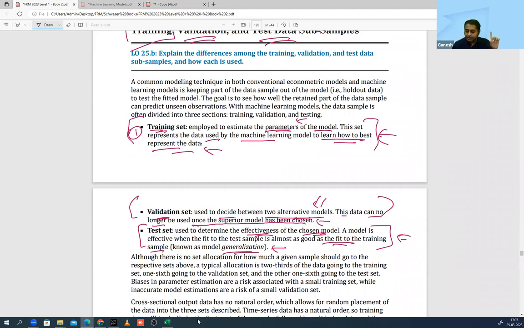Okay, I'll read the line again. A model is effective when the fit of the test sample is almost as good as the fit of the training sample. Which means, see, training data and testing data, both of them are giving you a similar kind of answer. That means your model is good. Because you trained on the data and you tested also, and the answer is almost similar. There is no variation. Because if there is variation, that means the error is going to be big. Barabar hai na? Logic. Okay.